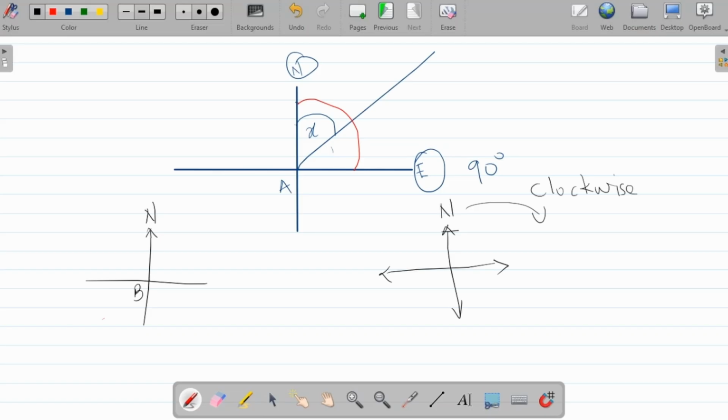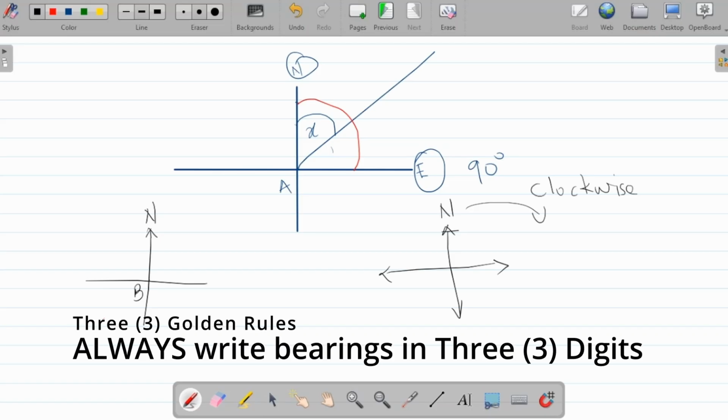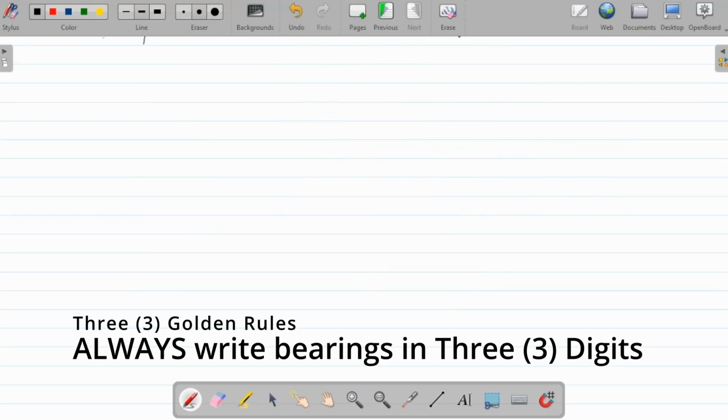Okay, the first one states that we should always start from the north. The second one is saying always measure in a clockwise direction. Now the third one is saying that we should always write the bearing as a 3-digit number.